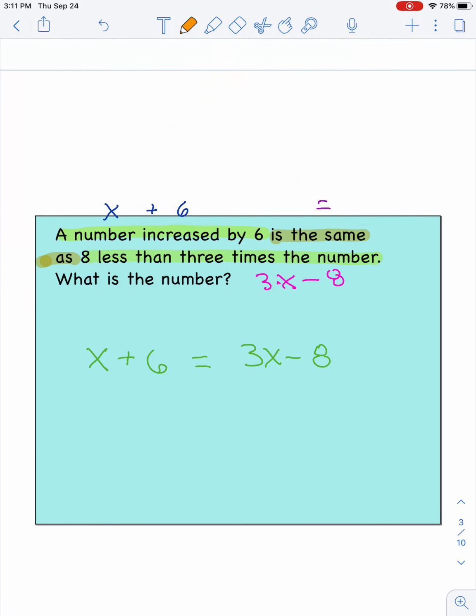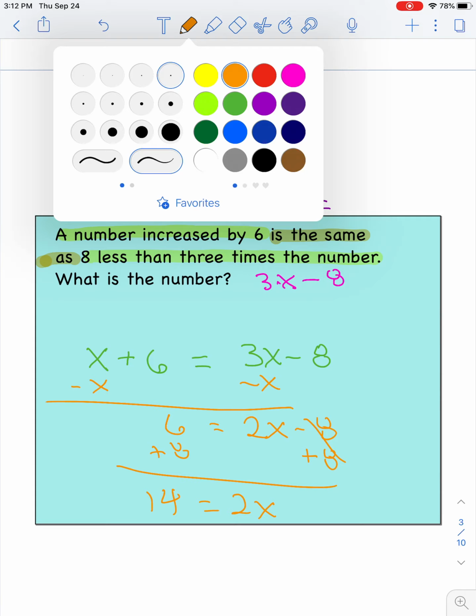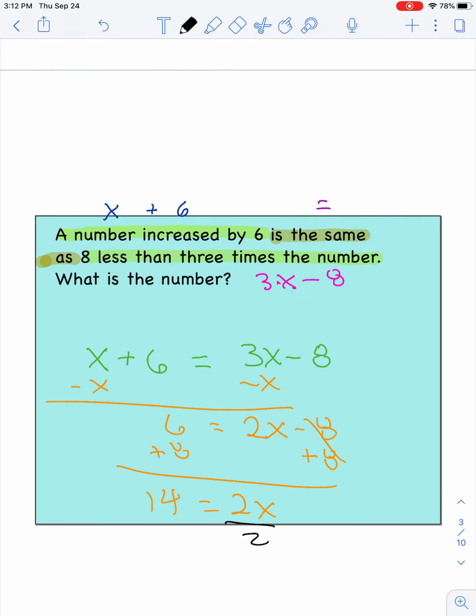Now we can just simply solve. So I'll subtract my x from each side to get my x's all together on one side. And now I'll add 8 to each side to get my numbers all together. So I get 14 equals 2x. Now I have to multiply or divide to get the x by itself. So I'll divide by 2 and I get x equals 7.